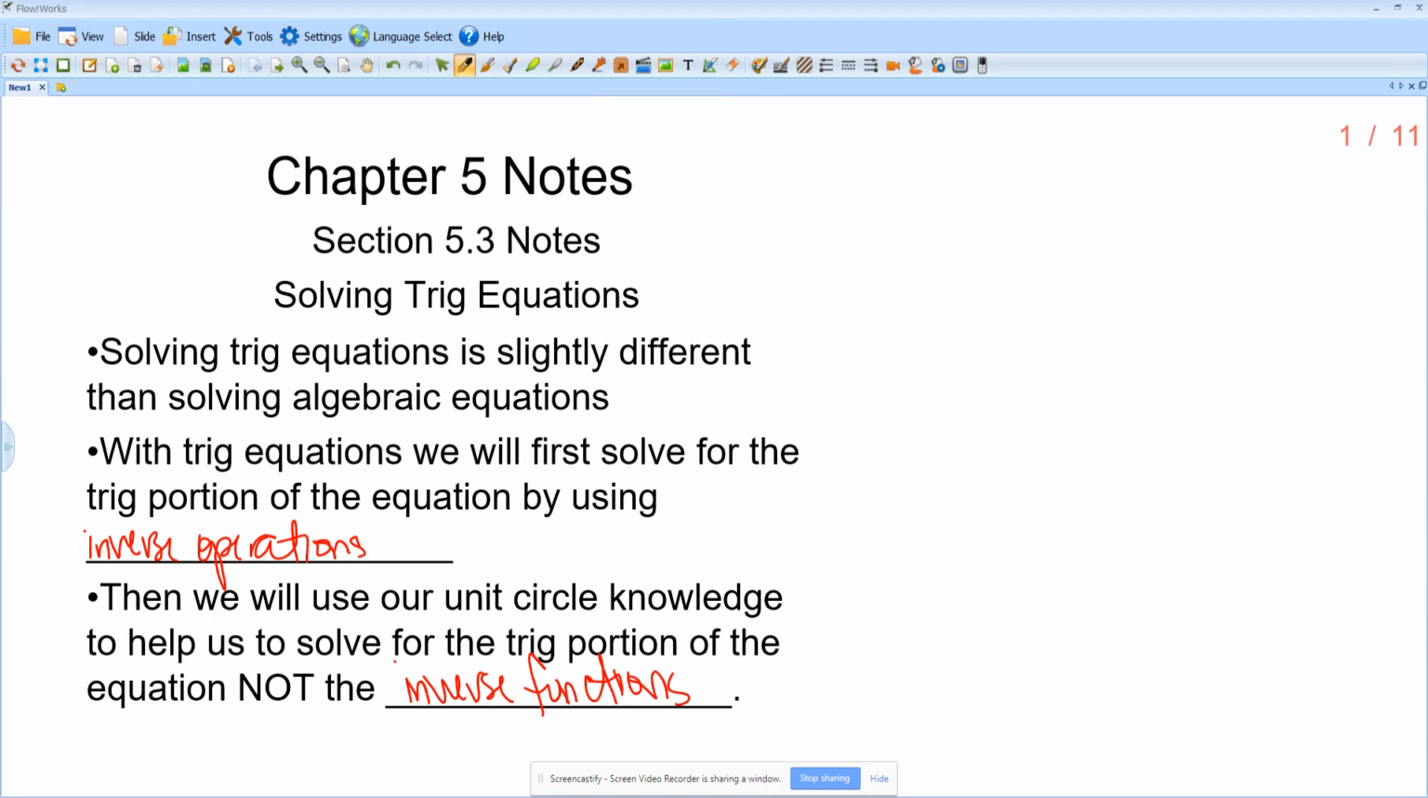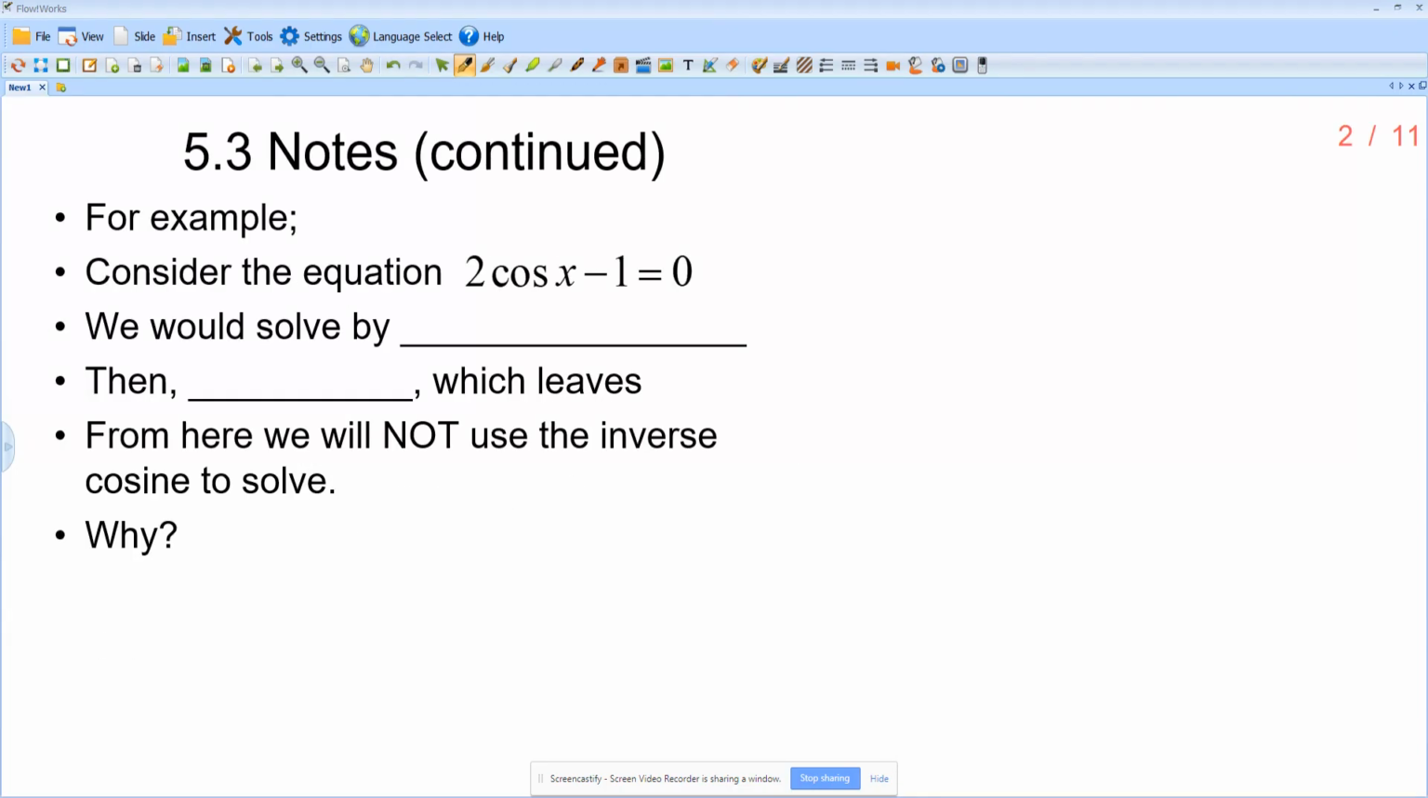So we're not going to use stuff like inverse sine or arc cosine, which is sort of how we dealt with some of those problems in chapter 4. The difference is in chapter 4, what we were looking for was a specific angle. And in chapter 5, what we're going to be talking about is how we come up with what are called general solutions, meaning a solution regardless of domain.